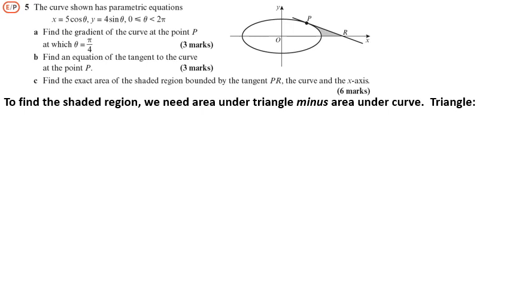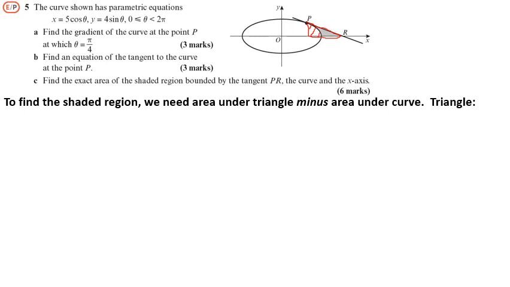For part C, we need to think carefully about how we're going to find this area. By looking closely at the diagram, hopefully we can see, if we consider this as being a triangle with a little piece of curve cut out from it, we might be able to recognize how we're going to do this. If we get the total area of the triangle, we can subtract from it the area of the curve, and then we should be sorted.